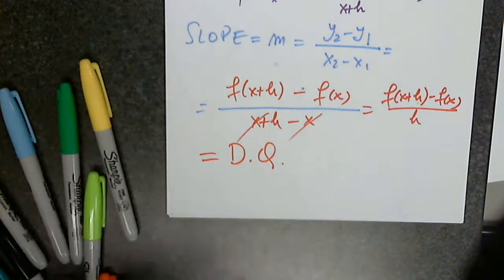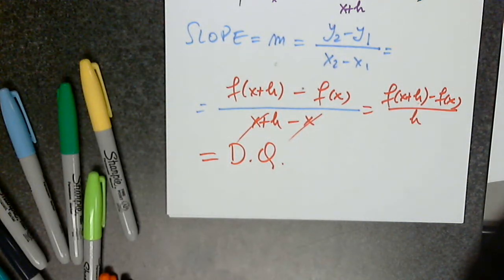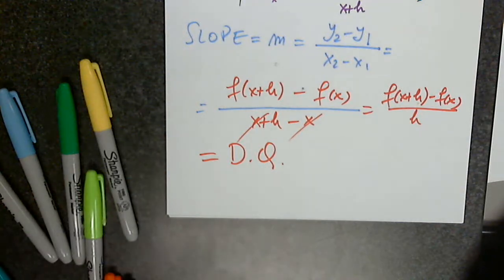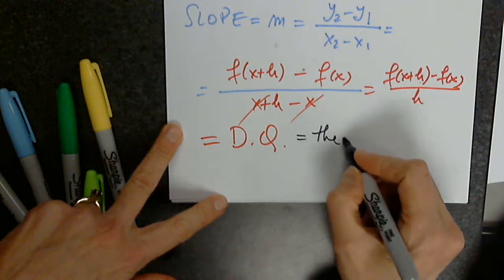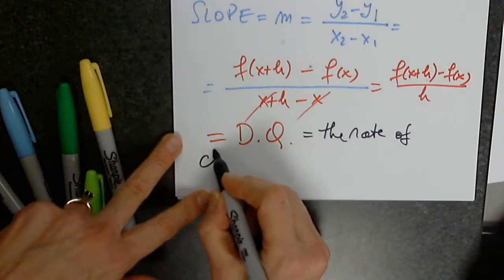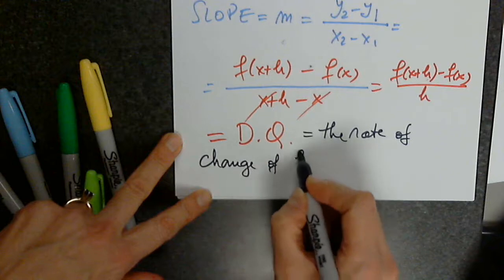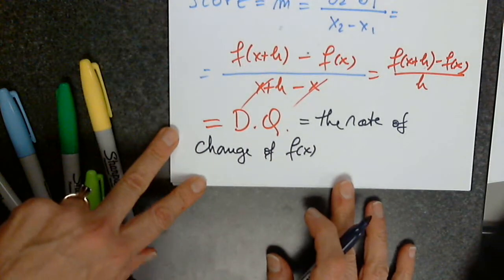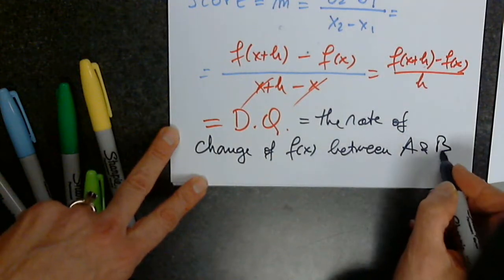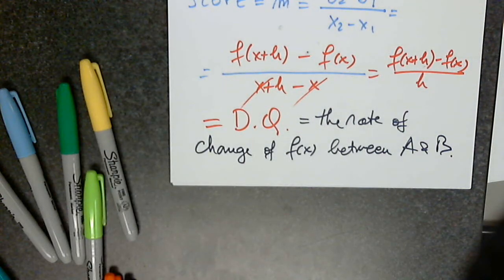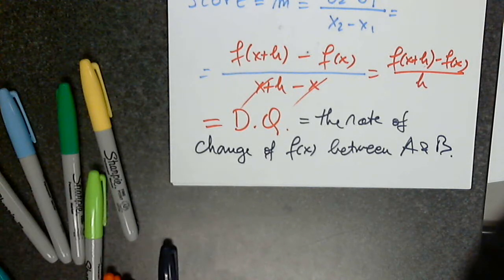The DQ, the difference quotient. What does it mean? Okay, it's fantastic. So what is the meaning of this? It means the rate of change of function f of x between a and b. The rate of change of function f of x between points a and b.